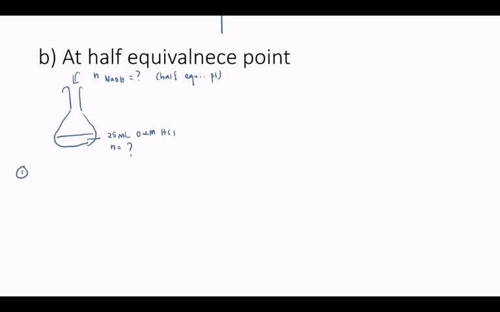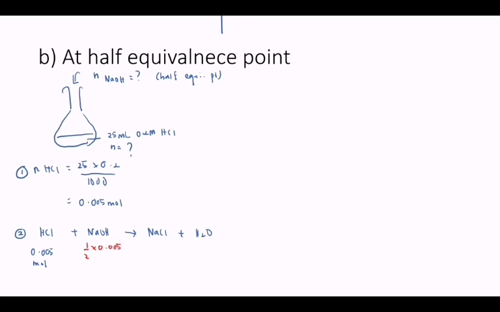Okay, so calculate first the number of mol of HCl. So 25 times 0.2 divide by 1000, or actually the formula is just M times V in liter. So you will get 0.005 mol. Okay, so since HCl and NaOH react with the ratio of 1:1, so if we have 0.005 mol, we want NaOH to be half of the mol of HCl. Because NaOH should need 0.005 for the equivalence point. So if we want half, meaning that half of 0.005. Half times 0.005 equals 0.0025 mol of NaOH.